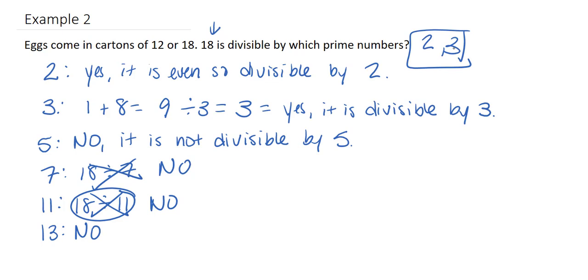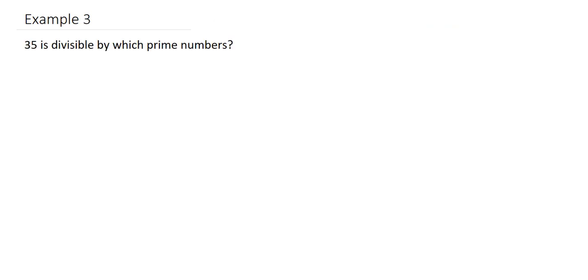Now let's do one final example. Example 3. 35 is divisible by which prime numbers? Let's look at this. So we have 35. Let's look at 2. Does it end with an even digit? And the answer is no, because 5 is odd. So we would say no, it is an odd number. If it was even, we would say yes, but this one's odd, so no.